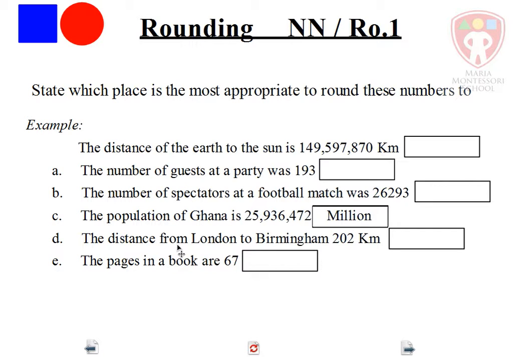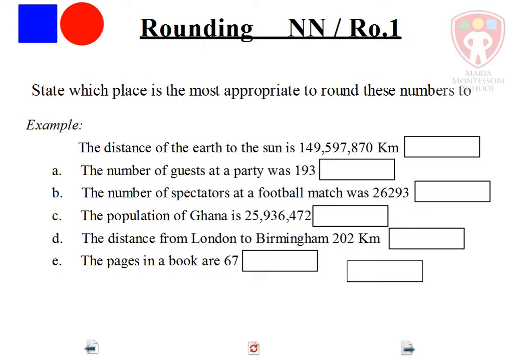The distance from London to Birmingham is 202 kilometers. So the most appropriate level of accuracy here would be rounding it to the nearest whole 100. Good. And the last one, the pages in the book are 67. If you wanted to round that, the most appropriate level of accuracy would be rounding it to the nearest whole tens. Check your work out of 5, and if you've made mistakes, make sure you watch the video on rounding so that you can get a better understanding on how to do that.